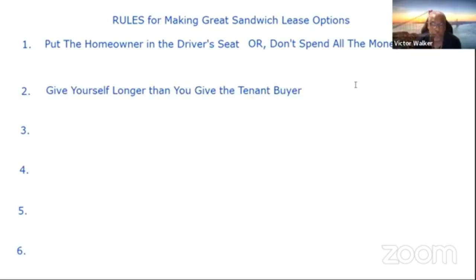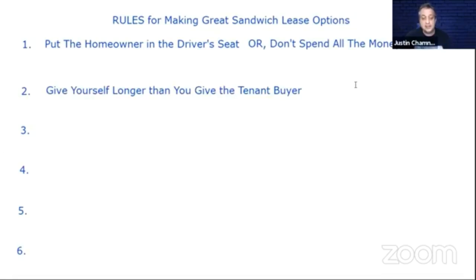Also, you have to consider if you give this guy 24 months and you have a 24-month contract, and he plays around with it till the 23rd month, and then he figures out that he's still 90 days away from a loan, guess what? His stuff expired. Give him some playroom. So if you've got a tenant buyer that can qualify in 24 months, make sure that you've got the agreement with the seller that you can do it for at least 36, or 6 months beyond where he's at, 32 or something. Give him a little bit of window. Give yourself longer than you give the tenant buyer.